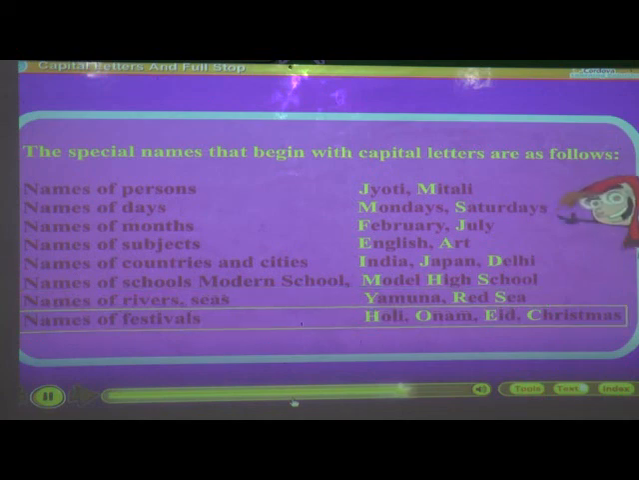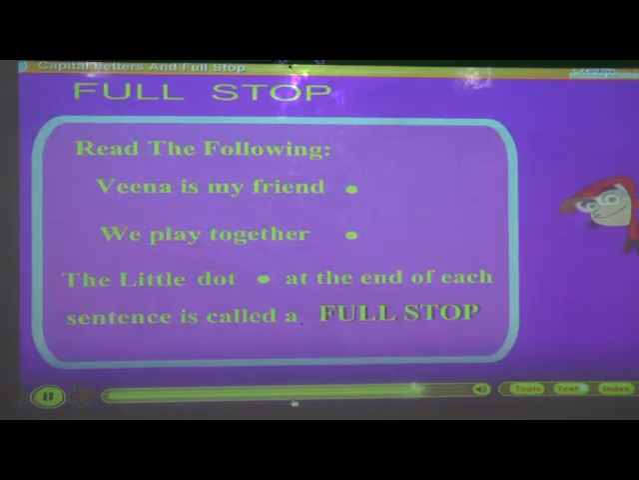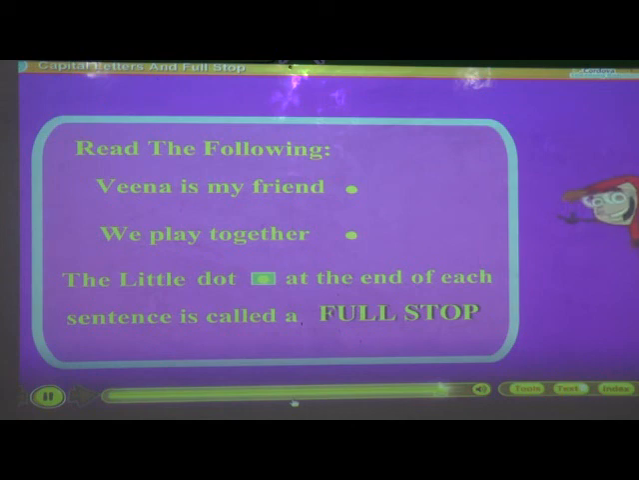Names of festivals: Holi, Onam, Eid, Christmas. Full stop. Read the following. Veena is my friend. We play together. The little dot at the end of each sentence is called a full stop.